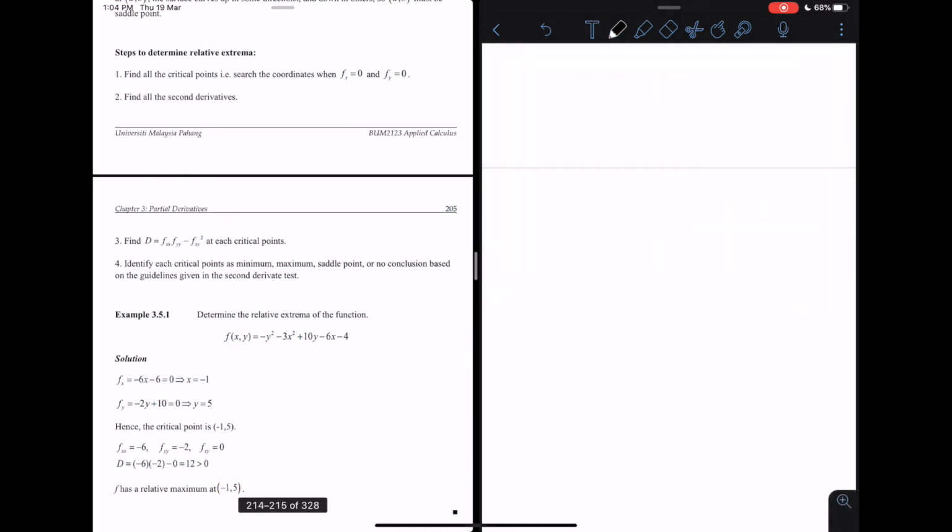3.5.1. Okay, you have been given this equation f(x,y) equal to negative y squared negative 3x squared plus 10y minus 6x minus 4. So what should I do? The question will ask you to determine relative extrema according to the steps that have been discussed earlier.